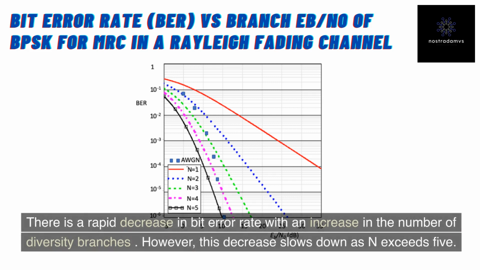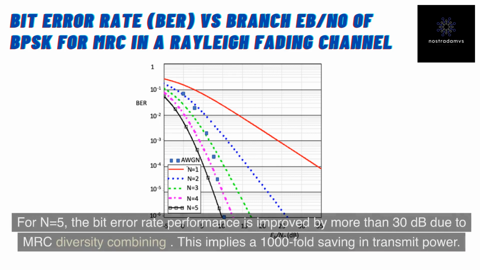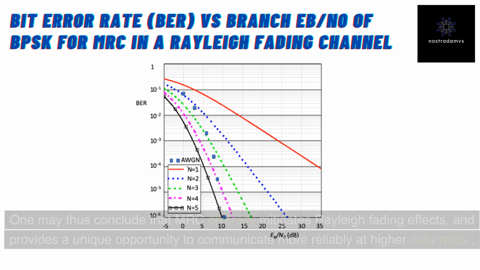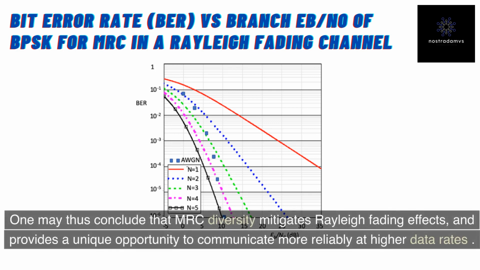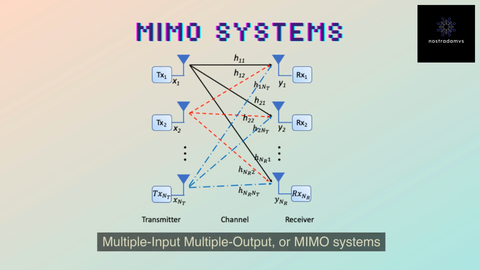There is a rapid decrease in bit error rate with an increase in the number of diversity branches. However, this decrease slows down as N exceeds 5. For N exceeding 5, the MRC system in a Rayleigh fading channel outperforms the corresponding bit error rate in AWGN channel. For N equals 5, the bit error rate performance is improved by more than 30 decibels due to MRC diversity combining. This implies a 1,000-fold saving in transmit power. One may thus conclude that MRC diversity mitigates Rayleigh fading effects, and provides a unique opportunity to communicate more reliably at higher data rates.